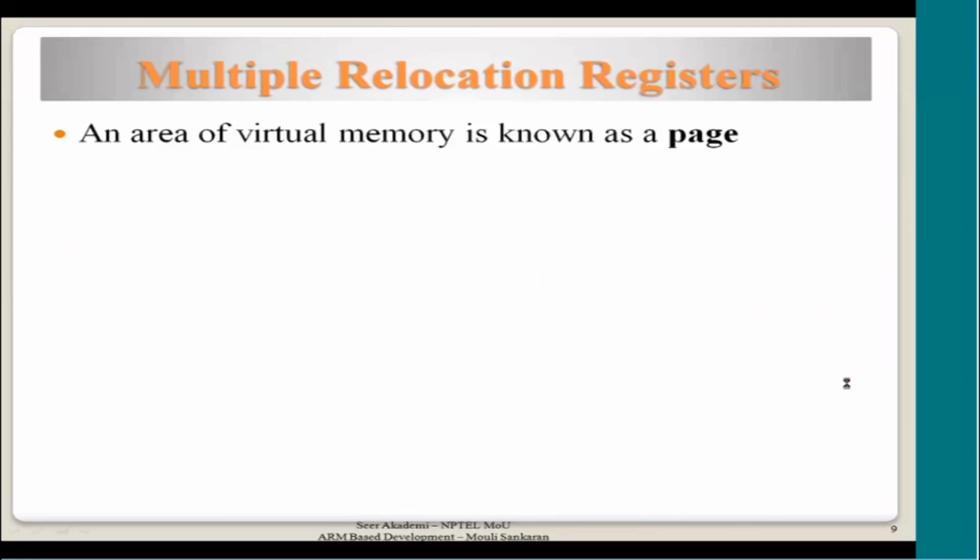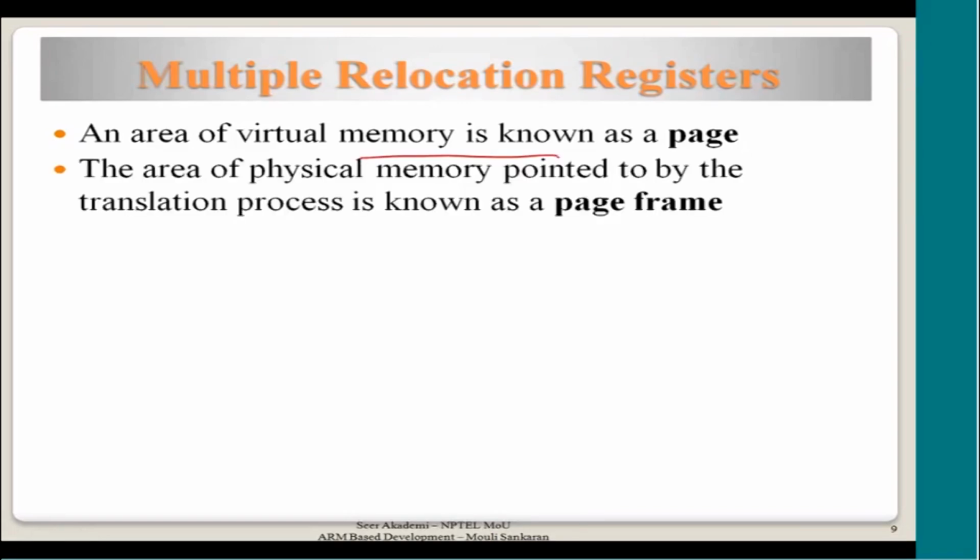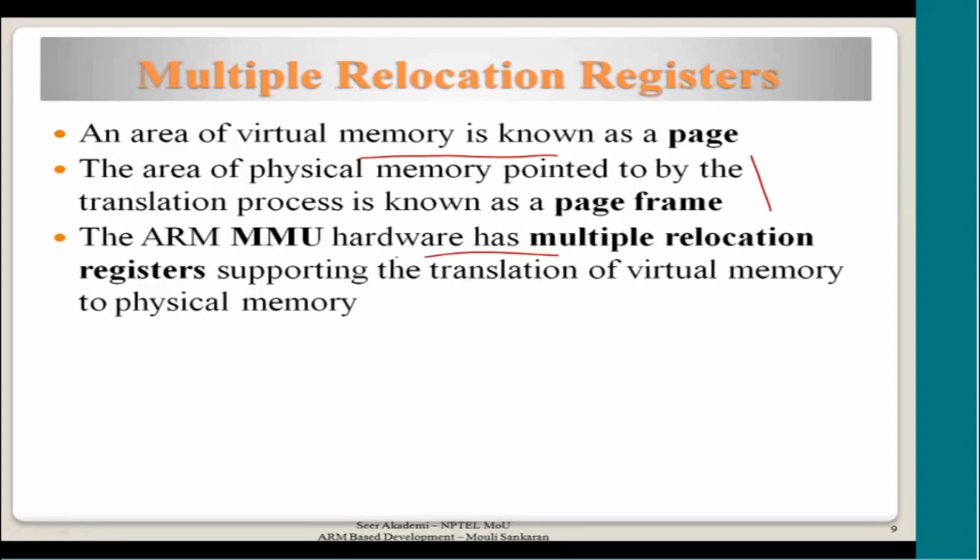Now, multiple relocation registers. Why do we need them? As I explained, multiple processes may assume different addresses, so we need to have a different mapping from virtual to physical. An area of virtual memory is known as a page, and an area of physical memory pointed to by the translation process is a page frame, and the ARM MMU hardware has multiple relocation registers supporting the translation of virtual memory to physical memory. It is not restricted to one register. We don't have a limitation on the number of registers there. We can have multiple registers, and if task 2 is running, it will access another register, which will point to the 700,000 address.